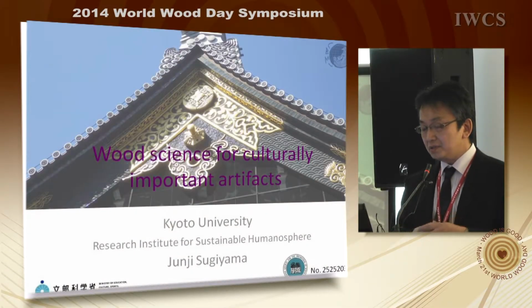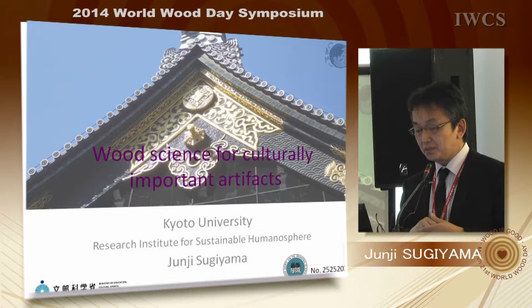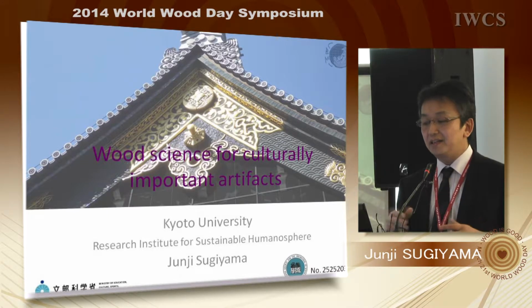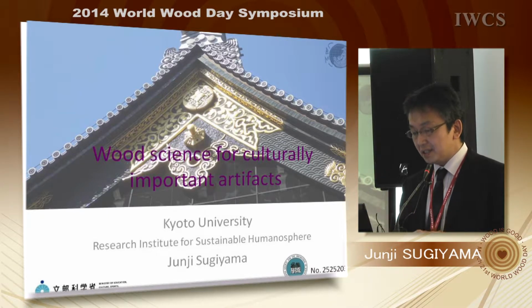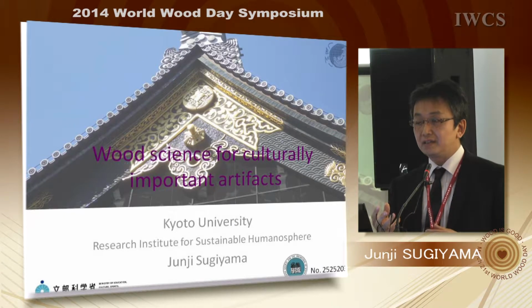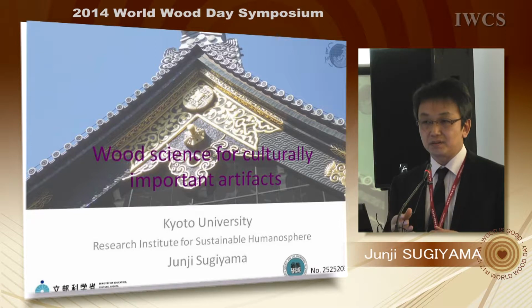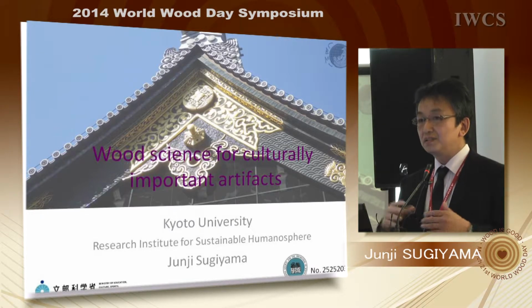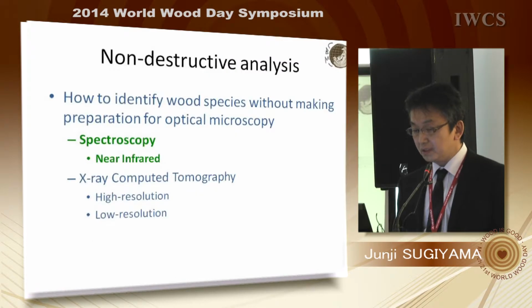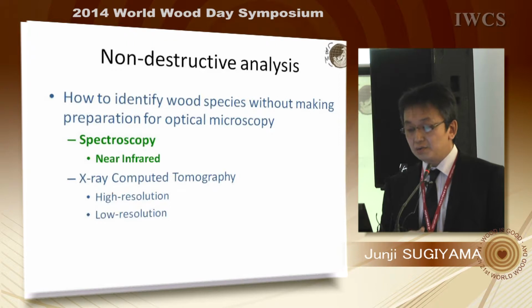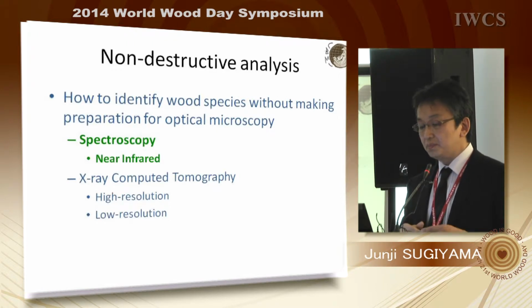Okay, so I would like to talk about wood science for culturally important artifacts, which is a big title. Under this title, what I would like to talk about is that important artifacts have to be investigated by non-destructive methods. There are not a lot of methods for wood identification. Here, how to identify wood species without making preparations for optical microscopy.